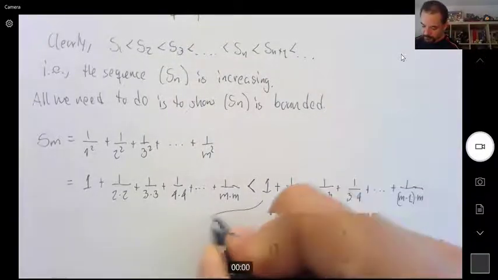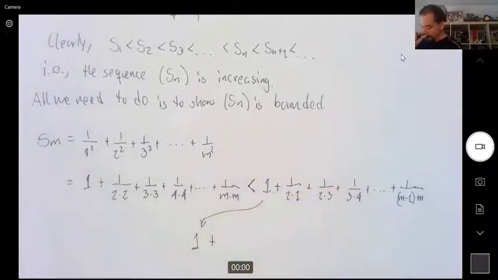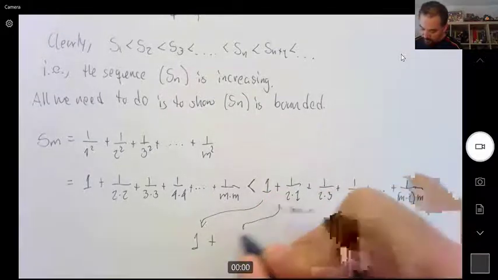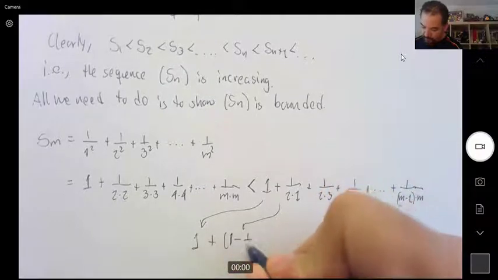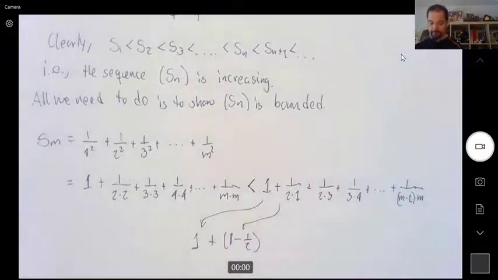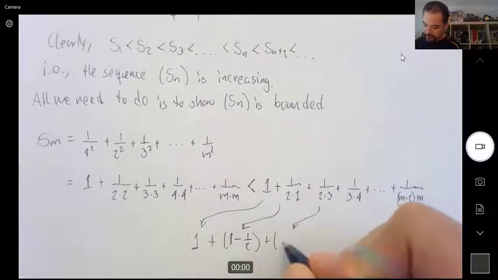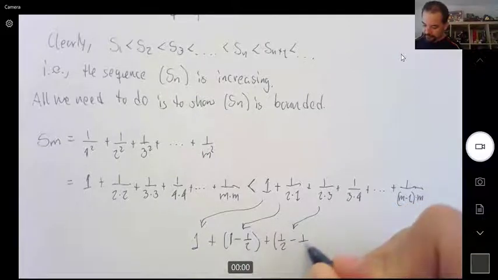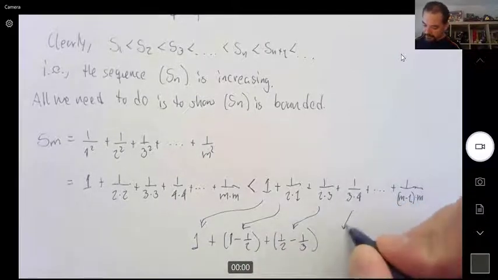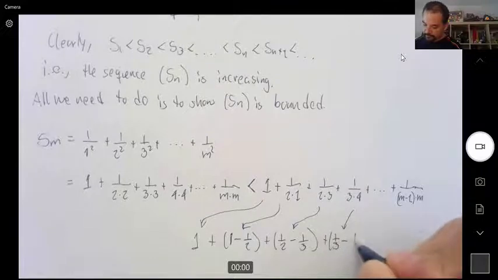Here's what's happening. This is just 1. I'm going to leave it there. But this 1 over 2 times 1 is the same as 1 minus 1/2. I just wrote this in a different way. Now, the next one, if you think a little bit, is 1/2 minus 1/3. And the next one is 1/3 minus 1/4, etc. The last one is 1 over m minus 1 minus 1 over m.